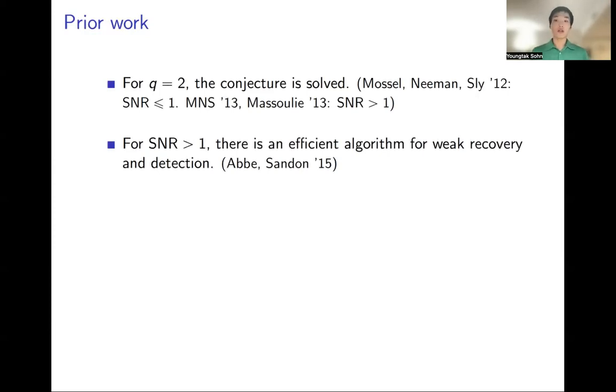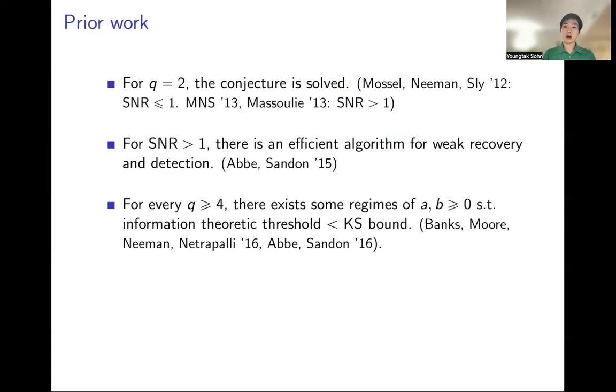And in general, irrespective of the value of q, Abbe and Sandon showed that when SNR is greater than 1, there exists an efficient algorithm for weak recovery and detection. So on the efficient side, the conjecture is solved by Abbe and Sandon.